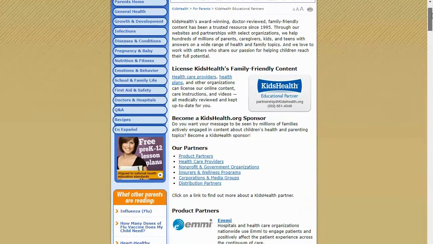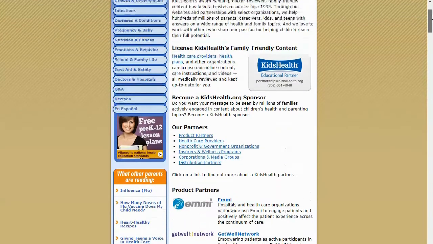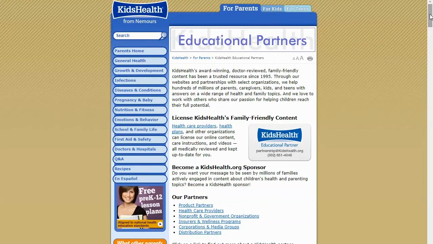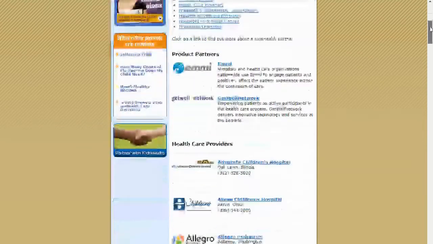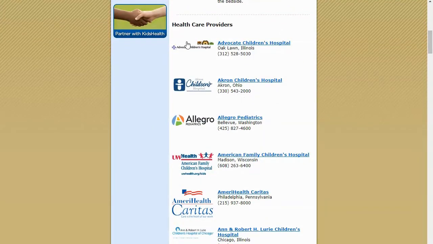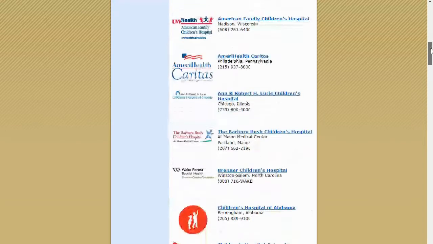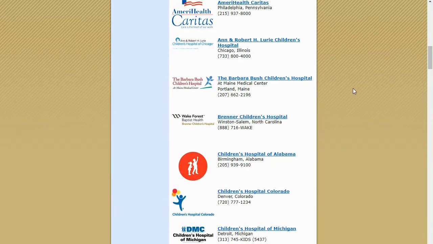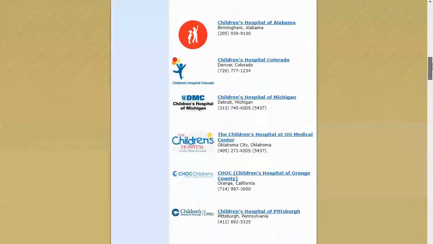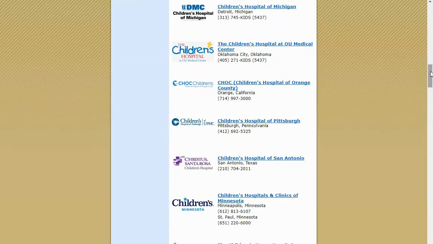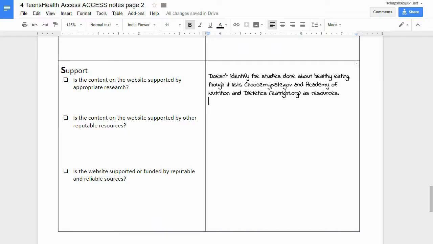So as we look through this portion of the website, it actually talks about some of the doctors that work with kids' health and teens' health to get information on their website. And so there's a lot of healthcare providers. These are hospitals and clinics where the doctors of these organizations work with teenshealth.org to get information on their website. So that's another support that is used on the TeensHealth site.